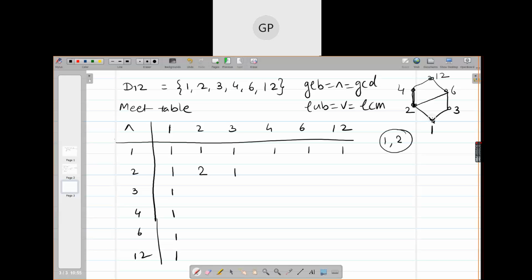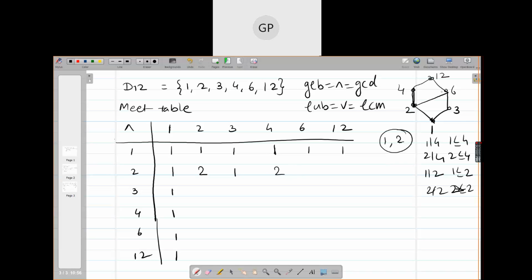Getting it? Look at the elements below it. 1 divides 4, so 1 is less than or equal to 4. 2 divides 4, so 2 is less than or equal to 4. 1 divides 2, so 1 is less than or equal to 2. 2 divides 2, so 2 is less than or equal to 2. So 1 and 2 both are lower bounds of 2 and 4. And which one is the greatest lower bound, between 1 and 2? Greatest lower bound is 2. What is the GCD of 2 and 4?